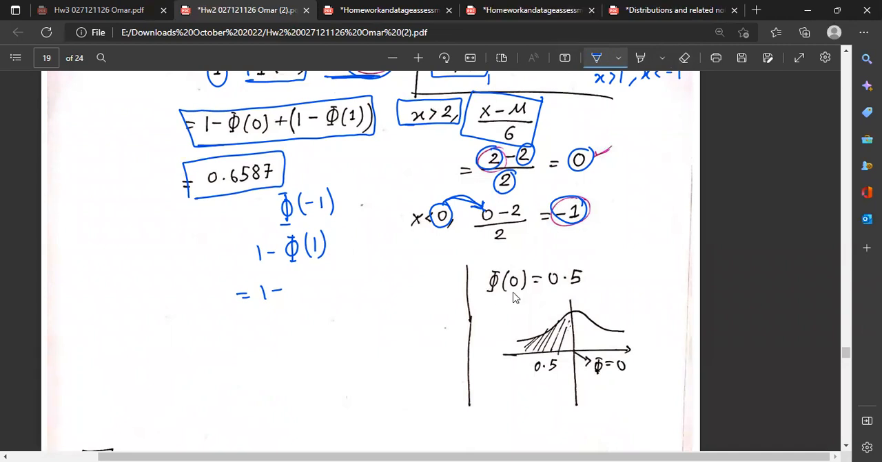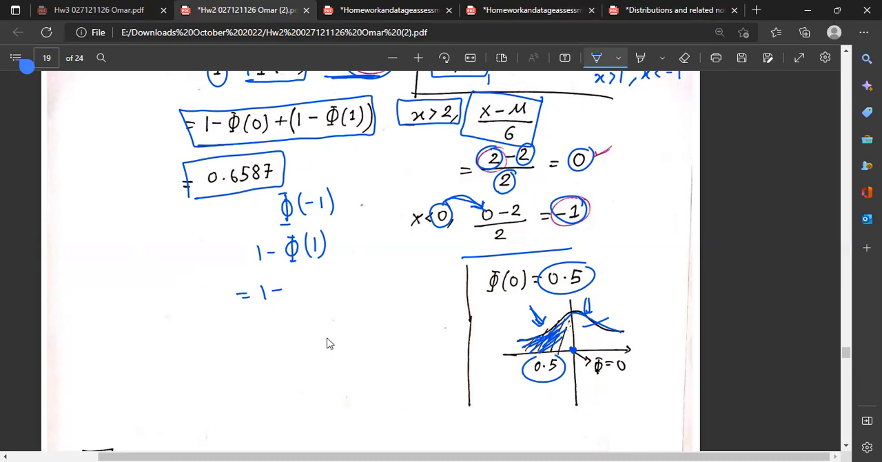So why is phi of 0 equal to 0.5? So let's say this is a normal distribution, and 0.5 means half. So the half part will be on the left side from the mean, and half part will be on the right side from the mean, right? So that's why phi of 0, 0 means the origin. So here in the origin, phi of 0, here it will be minus 0.5 and here it will be plus half. So that's why it is 0.5.